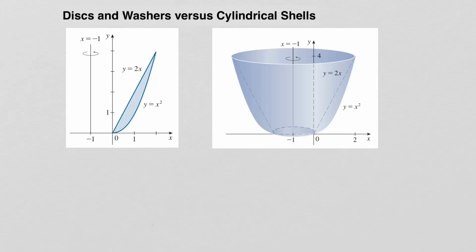Now, the last thing I want to do in this video lesson is talk to you a little bit about the difference between discs and washers versus cylindrical shells. So let's take a look at this particular example. Suppose I want to take the region bounded by the function y equals 2x, which is this line right here, and y equals x squared, which is the parabola here, and I want to rotate it around x equals -1.